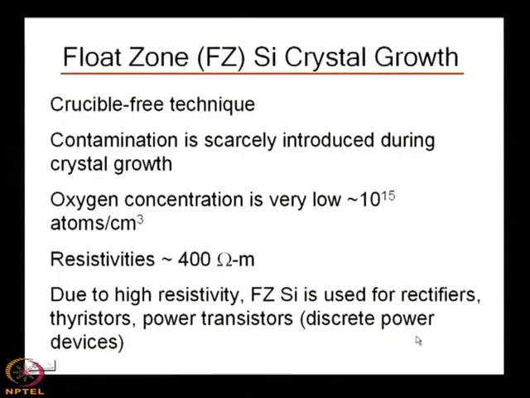So, during Czochralski technique growth, you will find that there are many ways through which impurity can be associated in the melt, giving rise to some increase in conductivity, that means decrease in resistivity. But there are some applications, particularly in discrete power devices, that means rectifiers, thyristors, power transistors, etcetera, where a very high resistive material is required. So, this material must be free from any kind of impurity, and that is why no contamination is allowed in this case. Due to the contamination, the resistivity decreases. So, if there is no contamination, the resistivity increases, and you find the value is 400 ohm meter, which is quite a high value.